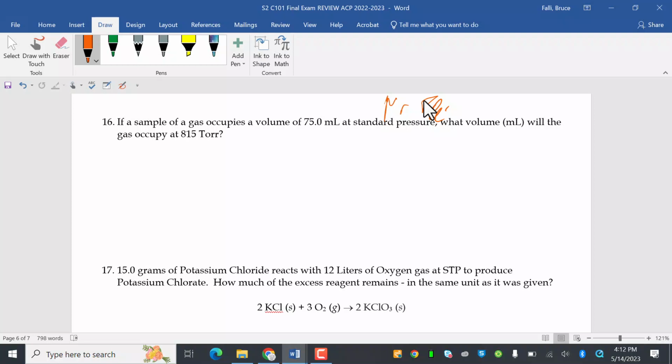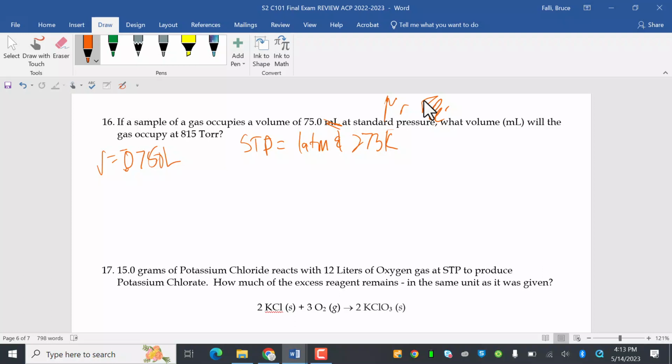If a sample of gas occupies a volume of 75 milliliters at standard pressure, so volume equals 0.075. Remember how I hate milliliters, and I change it right away. So it could go 0.075 liters at standard pressure. So what does standard pressure mean? Remember, STP equals 1 atmosphere and 273 Kelvin. But this just says standard pressure.